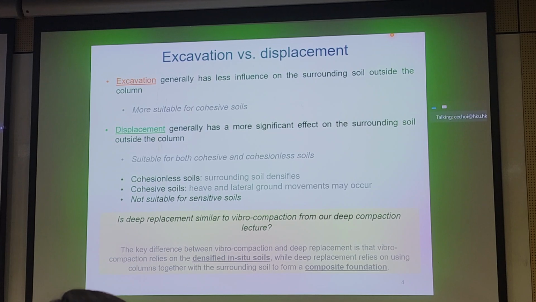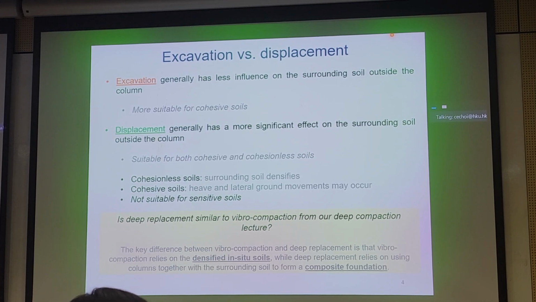For cohesionless soils, you'll definitely get lateral densification and compaction. With cohesionless soils, you'll just get a densification effect laterally. You probably don't want to force this displacement approach onto sensitive soils that are liquefiable or collapsible.